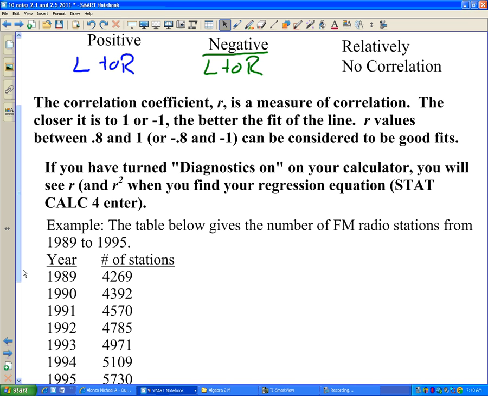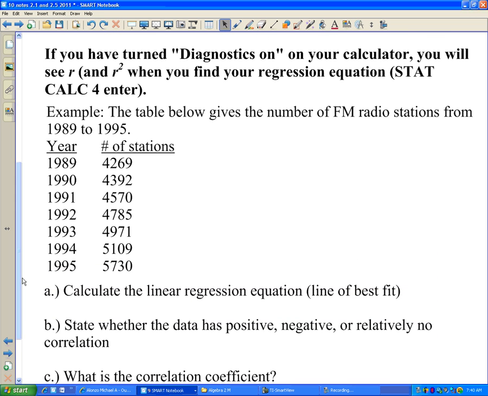If you have turned diagnostics on your calculator, you will see R and R squared when you find the regression equation. So this is what I want to do. I have this data. Go ahead and pause and put this data into your calculator. But before you do that, remember, year 1989 is going to be my first year, so that's year 0. The table below gives the number of FM radio stations from 1989 to 1995. 1989 is year 0 because that's when I'm starting.